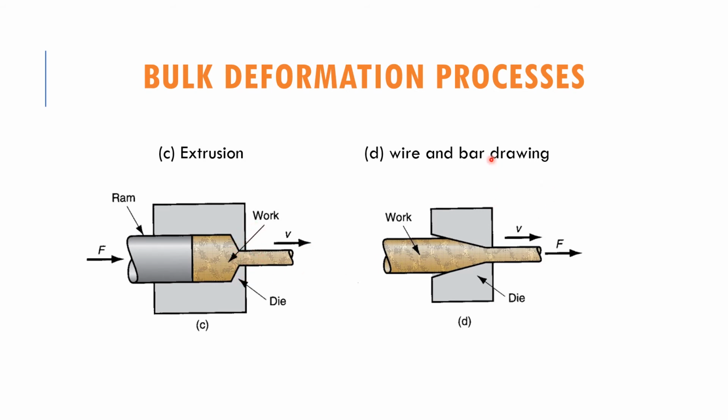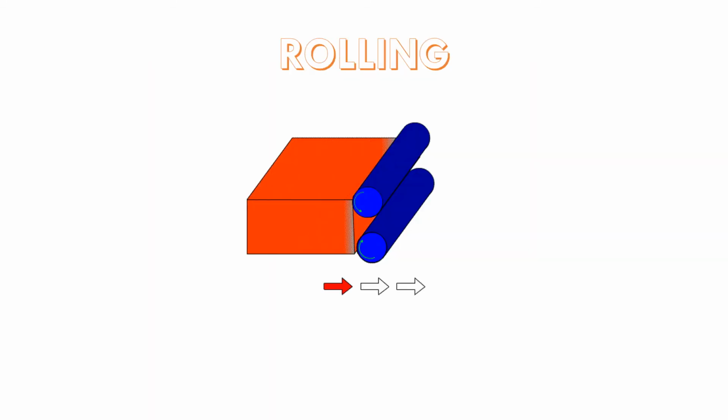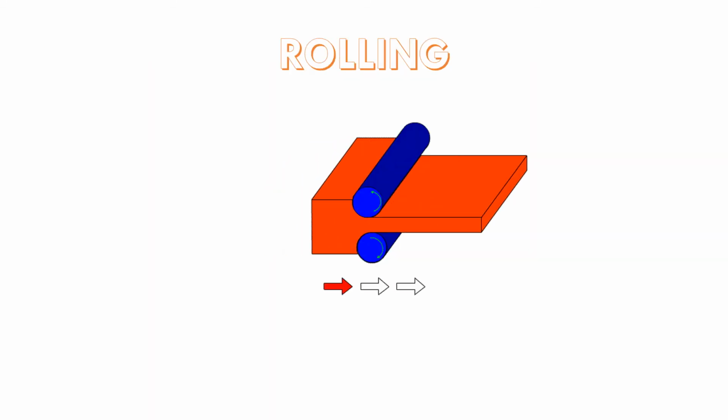And this one is wire and bar drawing. So in wire and bar drawing, usually the end shape is the same. Usually it is just a round shape where we want to shape from a very big diameter to a smaller diameter. Okay. So now let us look into the animation of the rolling process.